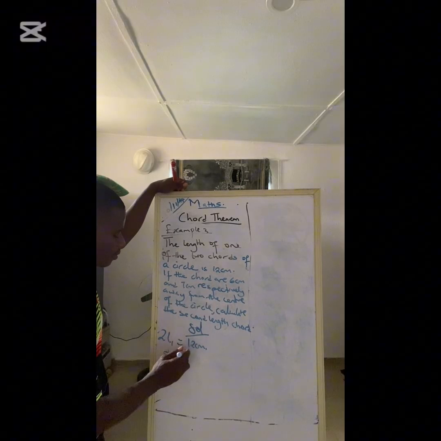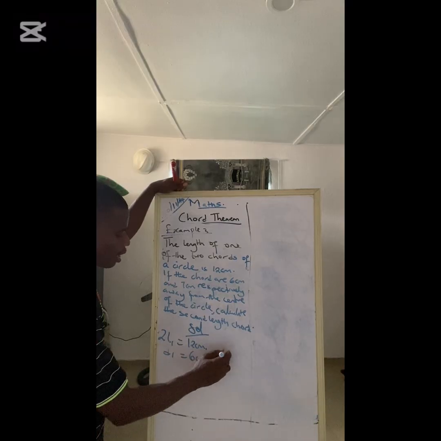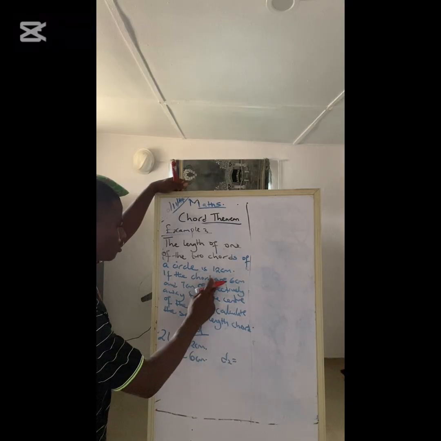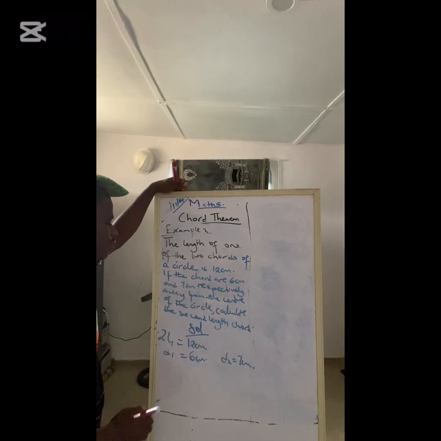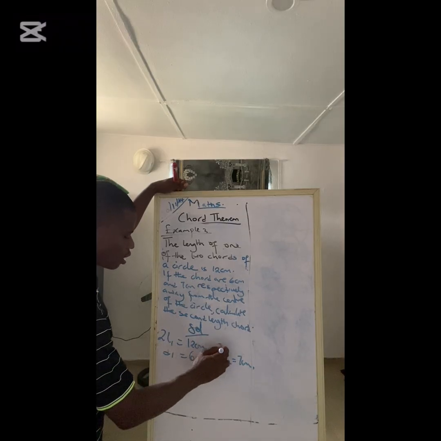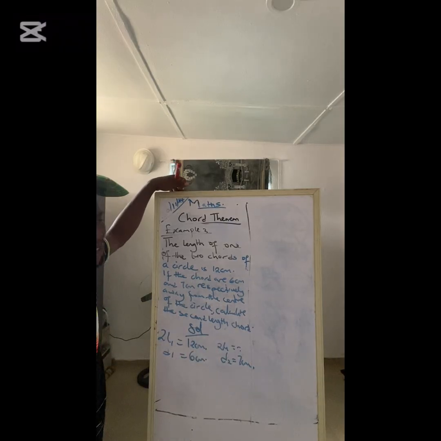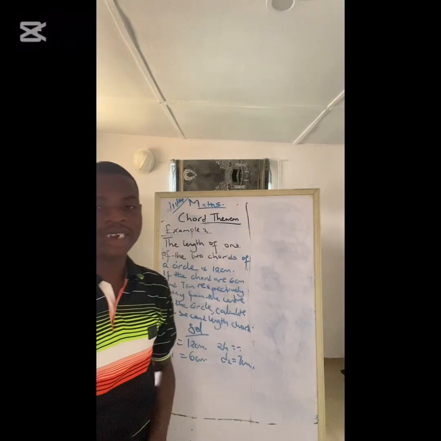D1 is 6 centimeters. Then we are having D2. D2 is 7 centimeters, respectively, away from the center of the circle. Calculate the second length. We don't know 2L2. So these are the data given from this question. The radius is not given.